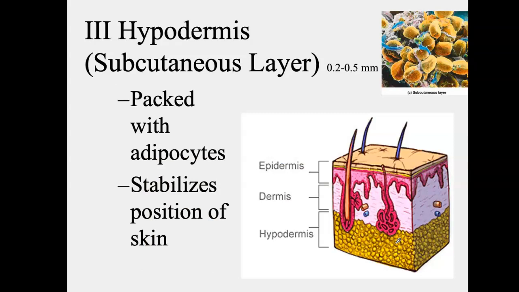Okay, so we did epidermis, we did dermis, and now we're going to go down into the hypodermis. And the first thing I always think about when I think of hypodermis is fat. Here, let's see if I can write it out. So this is the one that has a lot of fat in it. Subcutaneous layer, it's packed with adipocytes, and it stabilizes the position of the skin so it's not sliding off.